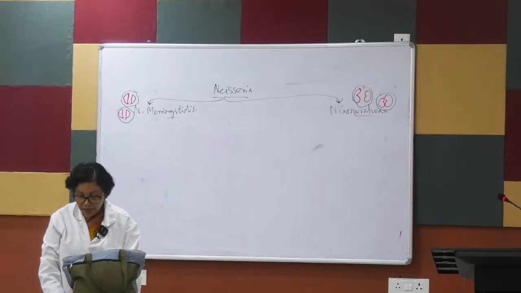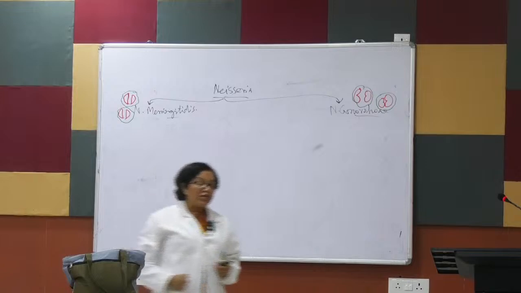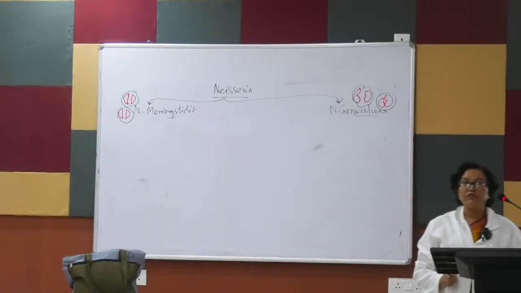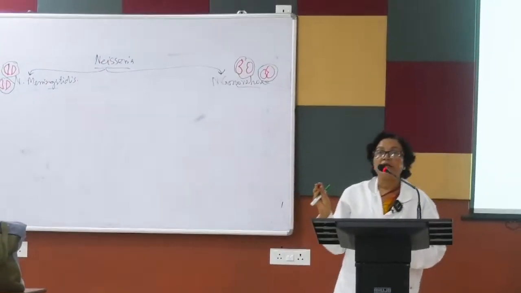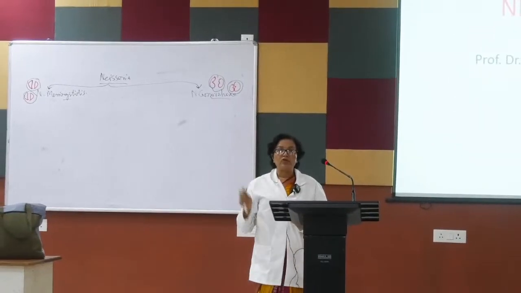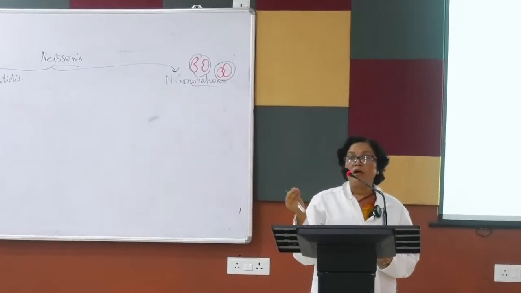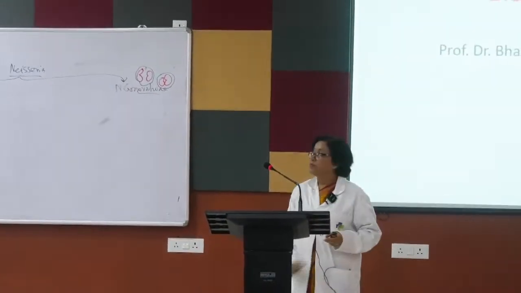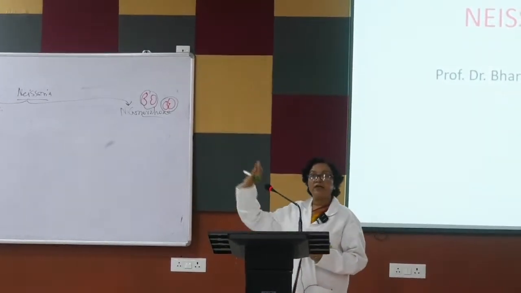Now, it was first isolated by the German physician Neisser. The German physician Neisser first observed it in gonorrheal pus. He was a dermatologist and doctor of venereal disease. So, in case of gonorrheal pus, he observed this type of organism. So, according to his name, it is called Neisseria gonorrhoeae and Neisseria meningitidis.